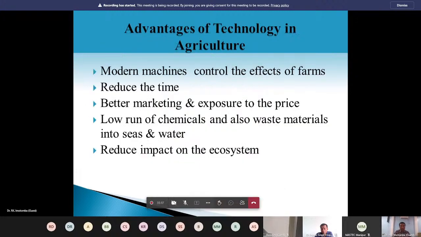Then the advantage of technology in agriculture. The modern machines control the effect on farms. As we know, they reduce time consumption and give better marketing, exposure to prices, and so on. And they take waste materials into the sea and water, and reduce the impact on the ecosystem.